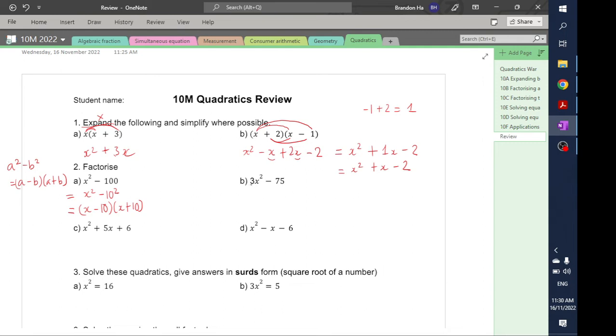Similar here, but we have an extra number before x squared, so we need to take it out first. We need to take 3 out of the bracket, and inside is x squared minus 25. So now we have 3 times x squared minus 25, where 25 is 5 squared, and 3 times x minus 5 times x plus 5.